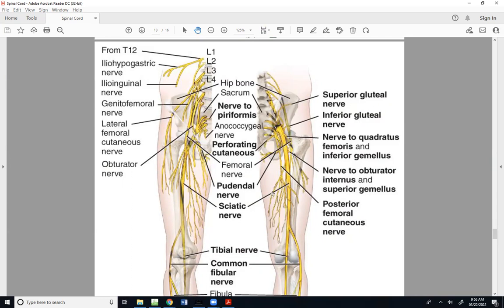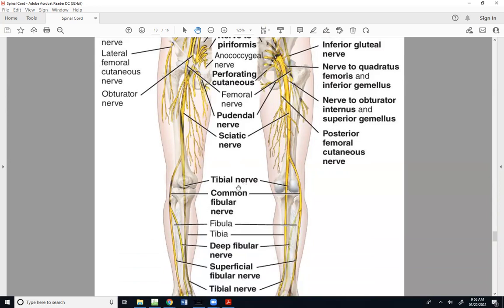I do want you to know the femoral. I do want you to know the pudendal. Really, the posterior view is where you get the best view of that, but they do label up there, the anterior. Definitely know the sciatic. That's that big one there. You can see in both images. And then down in the kind of lower leg area, the tibial, and then the common fibular.